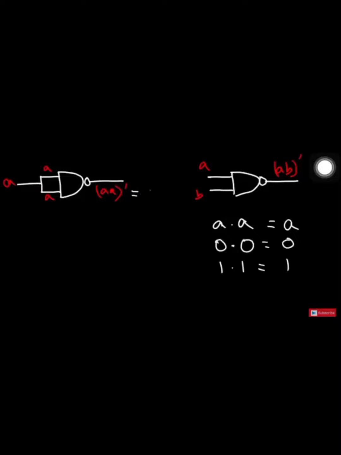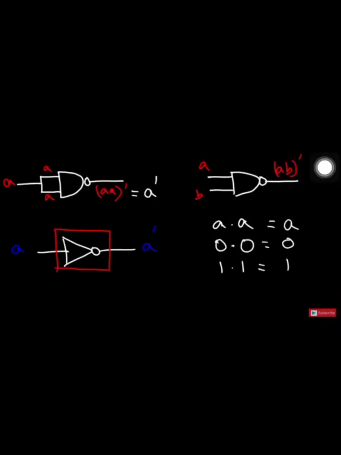So this is the same as the complement of A. So notice that we went from A to A prime. This is the equivalent of a NOT gate. So that's how you could use a NAND gate to make a NOT gate. So these two are functionally equivalent.